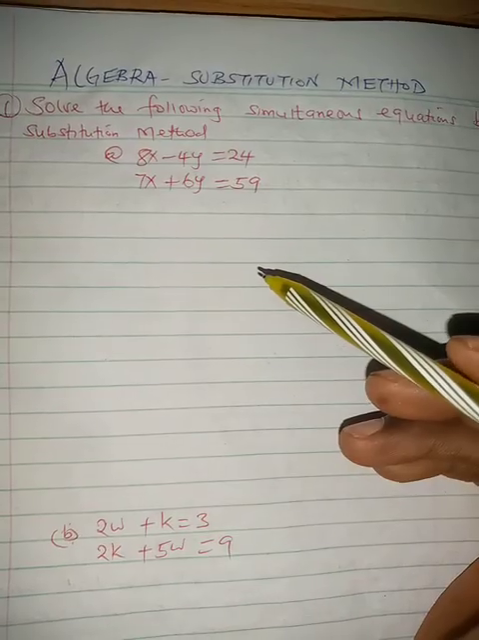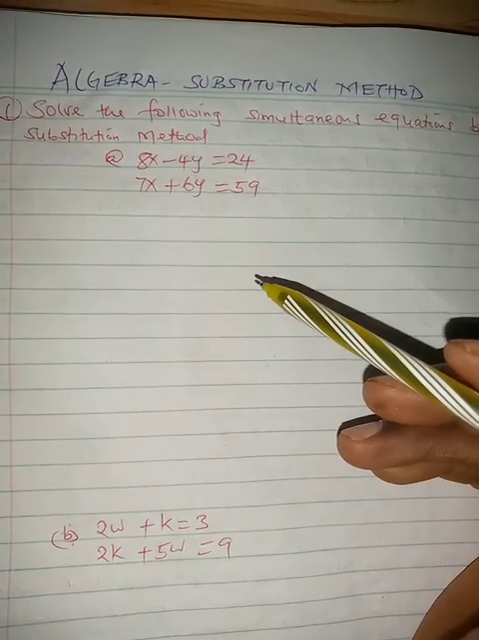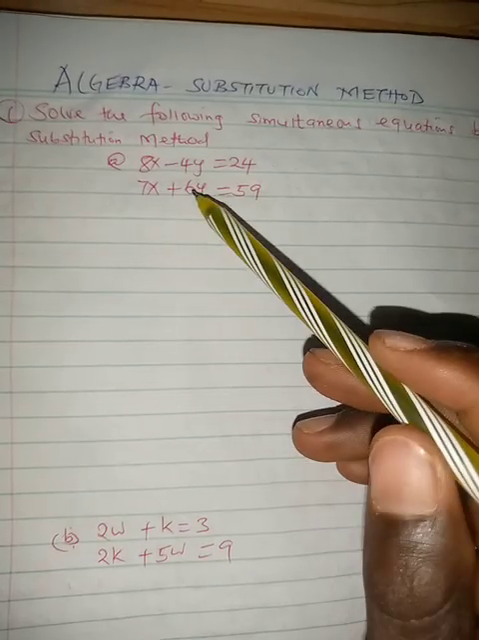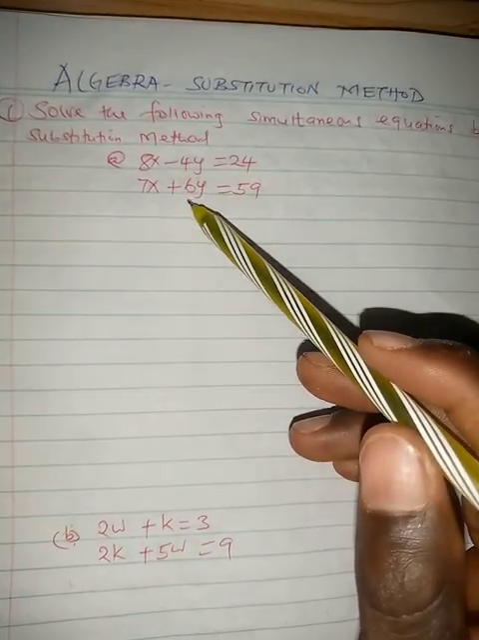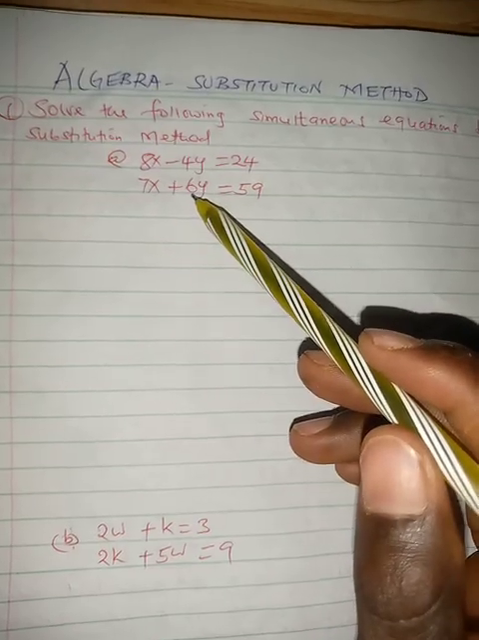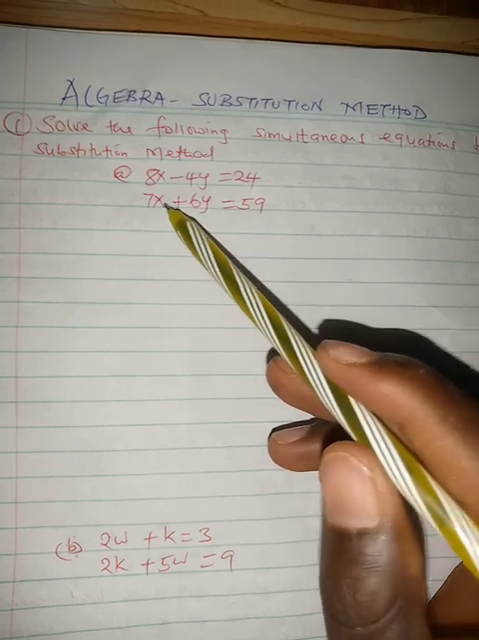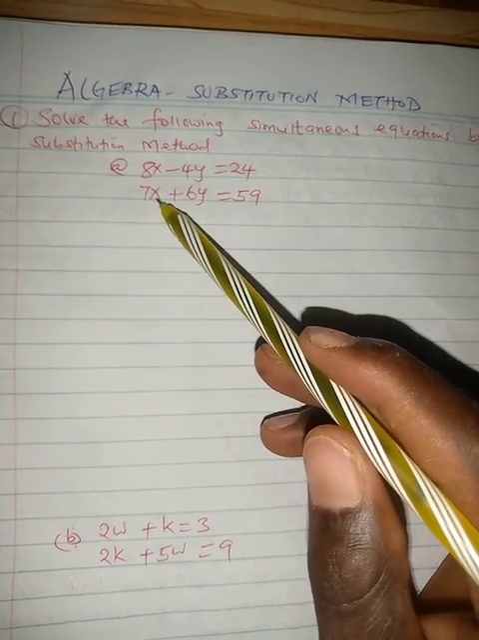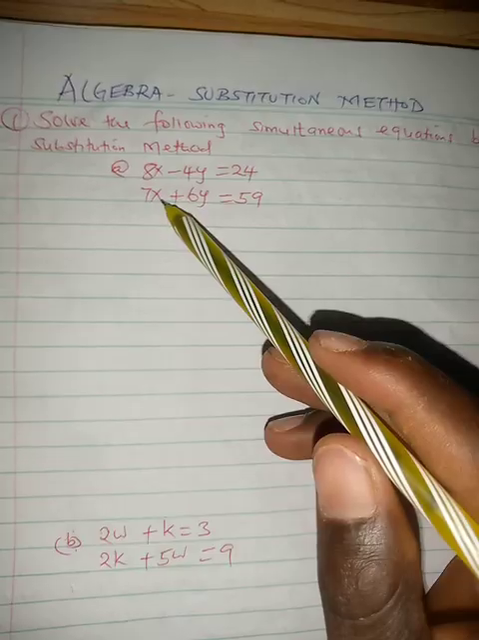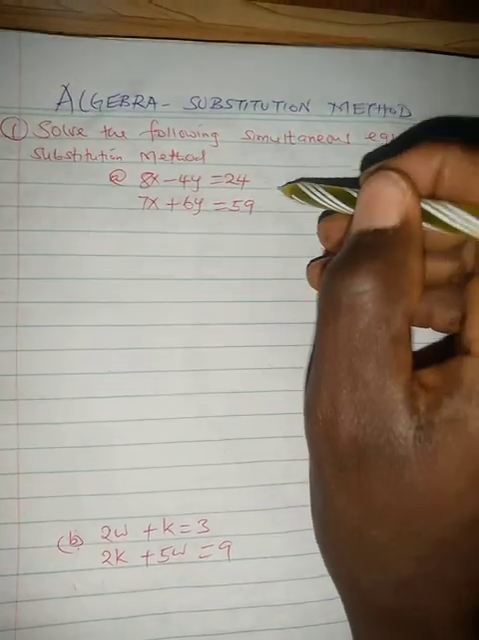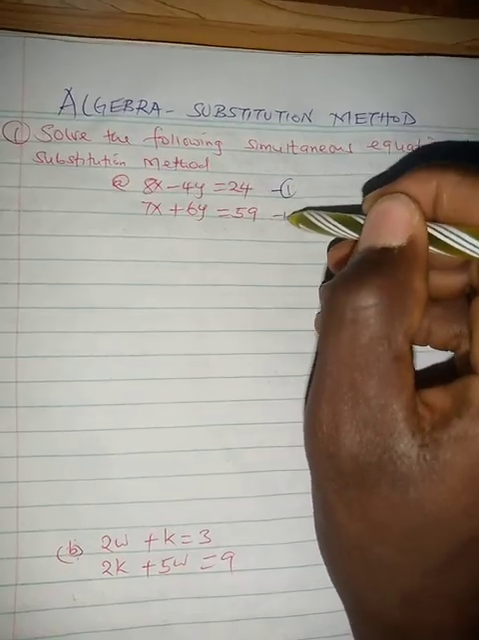In a substitution method, the first thing that you have to do is just to check the provided unknowns. For instance, in here we have x and y. From there, we write either x in terms of y or y in terms of x. So that is the first thing, and then we do so in the equation that is similar. For example, let me call this one equation 1 and this one equation 2.